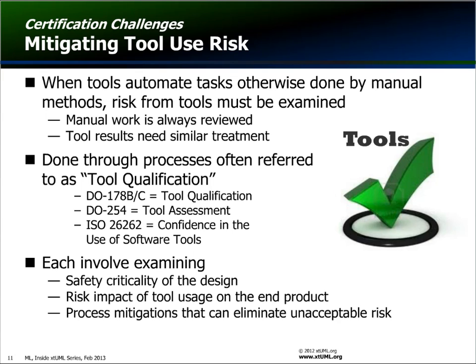First, examining the criticality level of the design itself. So how safety critical is the end product that you're producing. The second is understanding the risk impact of the tool usage on the end product. You know, how big of a risk does the tool pose given how you're using it in the development process. And the third one is looking at what sort of mitigations are employed in the design process itself, that can eliminate unacceptable tool risk.